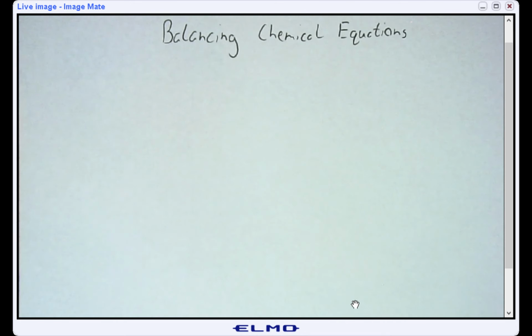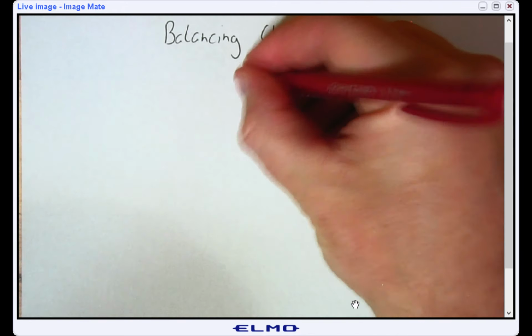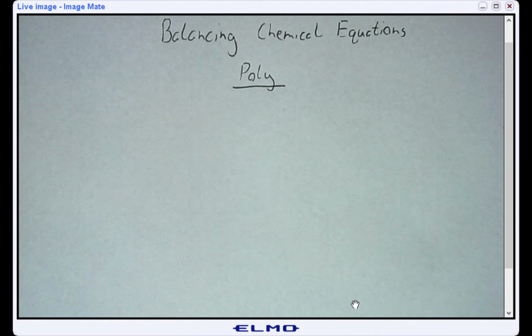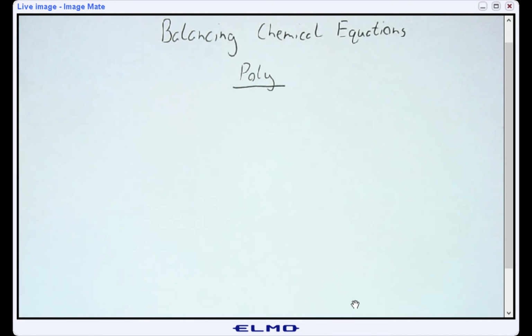Now, this is going to be round two of balancing chemical equations. Last method, the first video, was on the traditional method of balancing chemical equations. The method I'm going to be teaching today, I call the poly method, short for polyatomic ion. The poly way we balance equations is used when there is a polyatomic ion in a chemical equation. Some of you might not know what a polyatomic ion is yet.